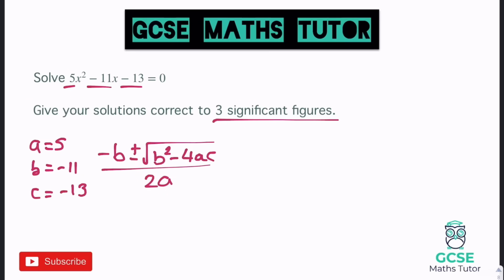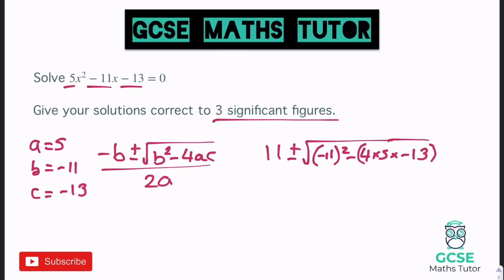So first things first, we just need to put them all in the right place. So minus b will be, well, negative b. B is already negative, so that becomes positive. So b is 11. Plus and minus the square root of b squared, and we're squaring a number here, and it's negative, so stick it in a bracket. Minus 11 squared, take away 4 times 5 times negative 13, 4 times a times c. So 4 times 5 times negative 13. There we go, and you can stick that all in a bracket if you want, just depends on what calculator you're using. And that's all over 2a, which is 2 times 5, which is 10.